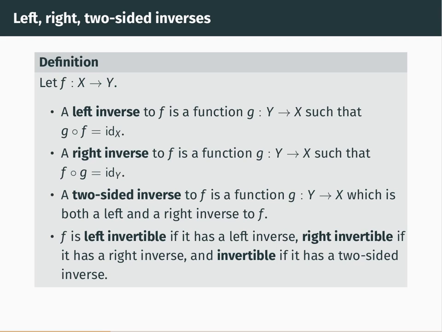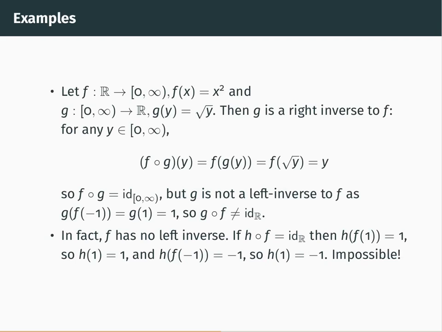So it's called a left inverse because in that composition g is on the left of f. A right inverse to f is a function g from Y to X such that f composed with g is the identity on Y, and a two-sided inverse to f is a function which is both a left and a right inverse to f. We say f is left invertible if it has a left inverse, right invertible if it has a right inverse, and invertible, or two-sided invertible, if it has a two-sided inverse.